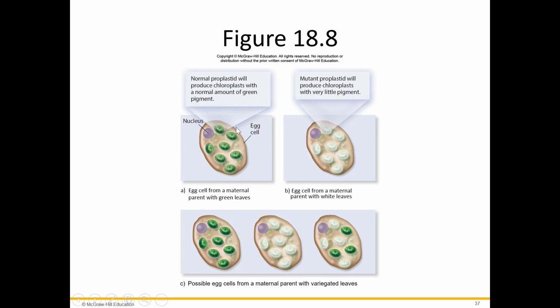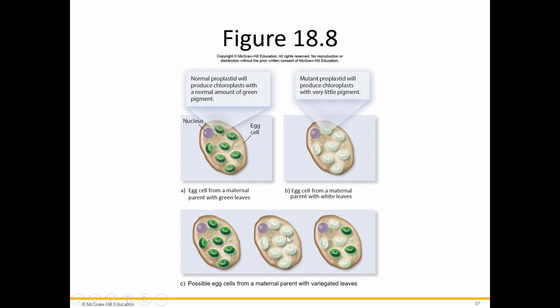And so the way this works in the 4 o'clock plants, it's maternal. You can see the egg cell contains lots of different chloroplasts. In the one where all of the chloroplasts are green, you're going to get green leaves. And where all the chloroplasts are white, you're going to get white leaves. And where you have variegated, some cells will have green, some cells will have white, and some will have both white and green chloroplasts. And so that's where you have variegated leaves.